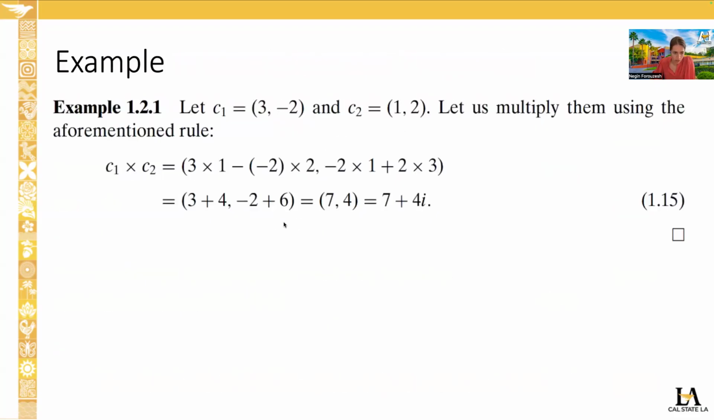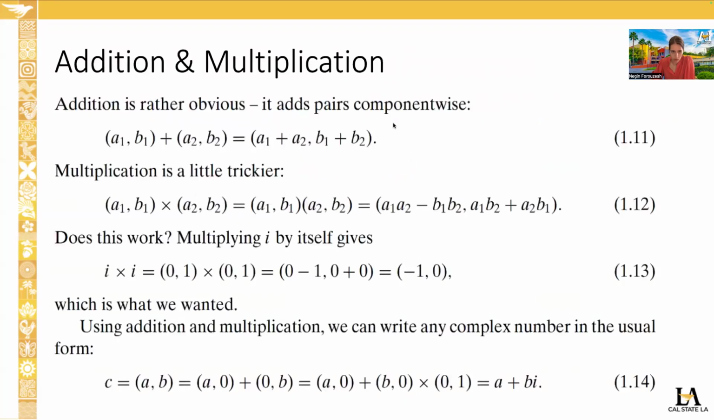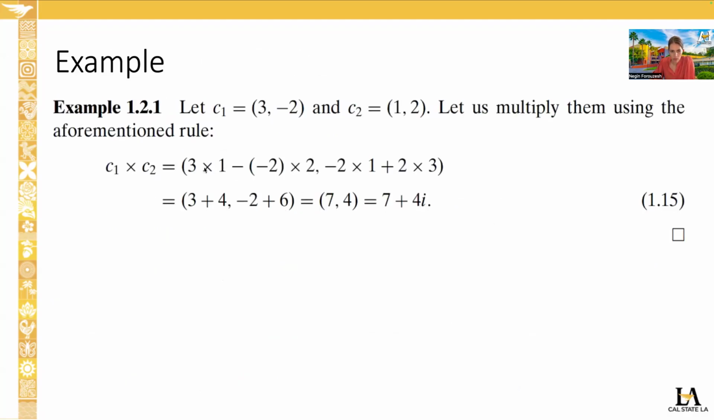So if you have something like this, by multiplication, you have these two numbers. If you simply go back to these rules, you have the instruction A1, A2 minus B1, B2, A1, B2 plus A2, B1. Okay, so you simply run it, and then this is what you get.